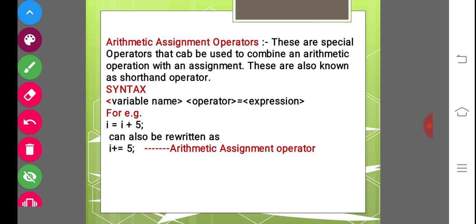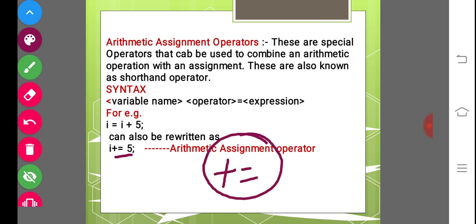i plus equal to 5. See, this is plus and equal to. This plus is the arithmetic operator and this equal to is the assignment operator. Then i is the variable, followed by the operator and the expression. So what is the expression here? 5.